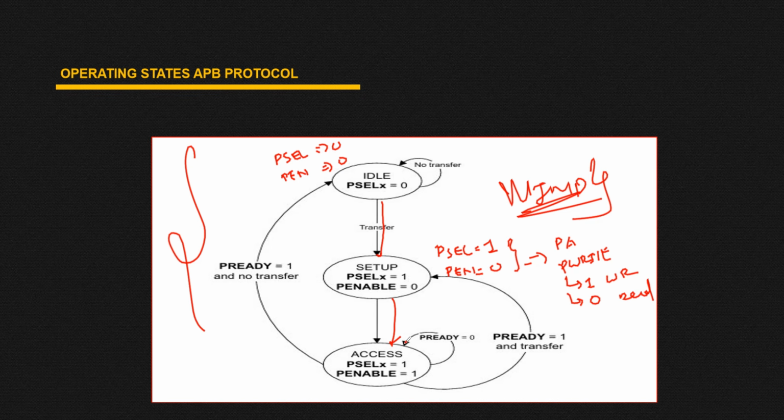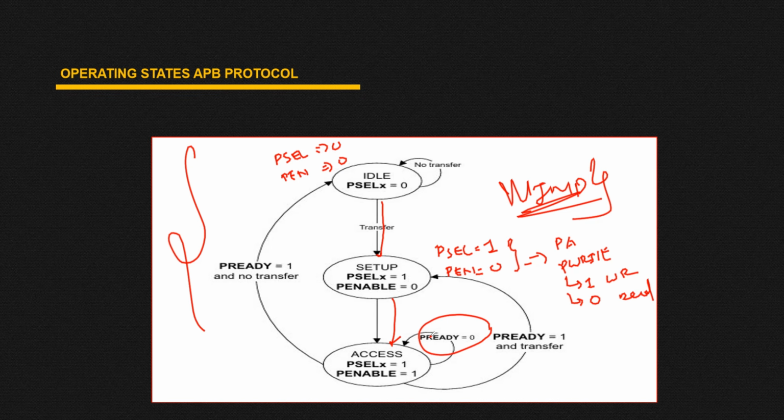Now in access phase you are monitoring your PREADY signal. If the PREADY signal is high, you can complete your transfer. But if it is low, you can wait in this access phase until you get the PREADY signal from your slave. And once you get the PREADY signal from your slave, you can either move to the setup phase or move to your idle phase.